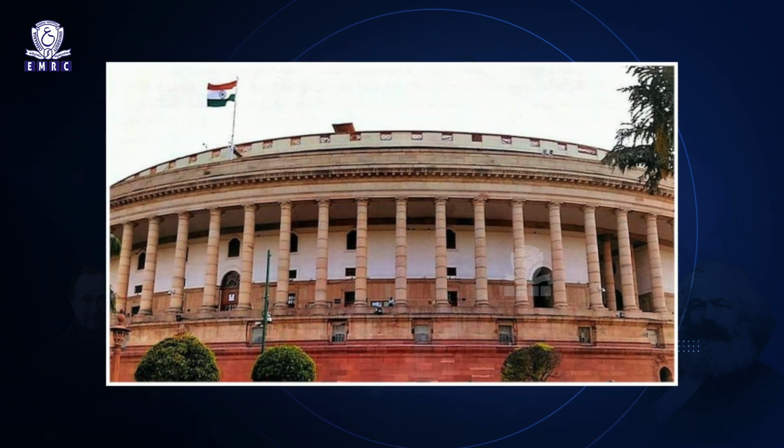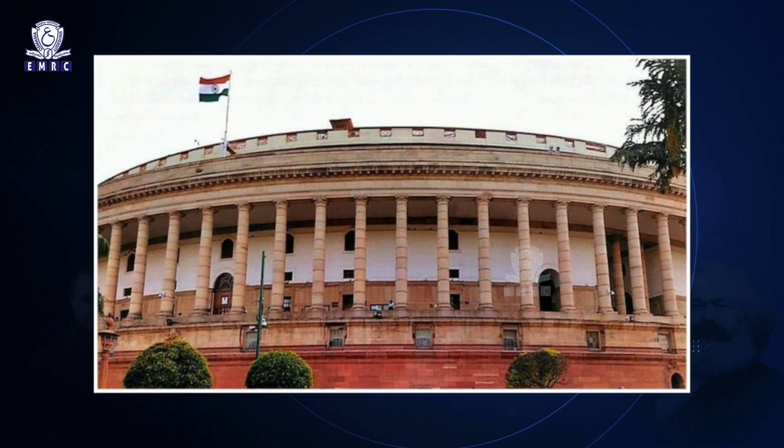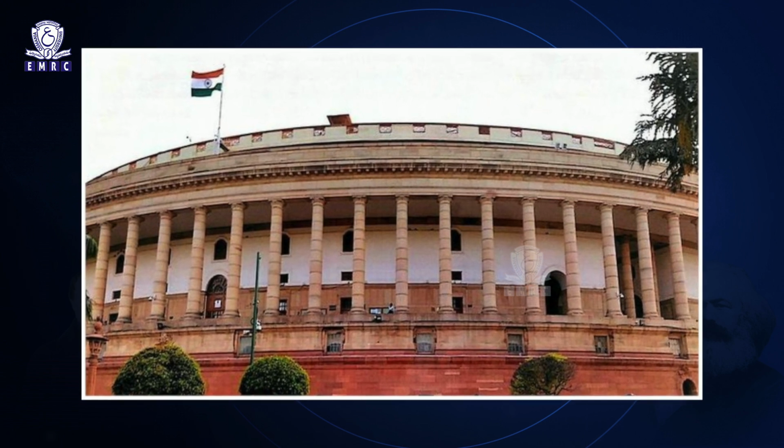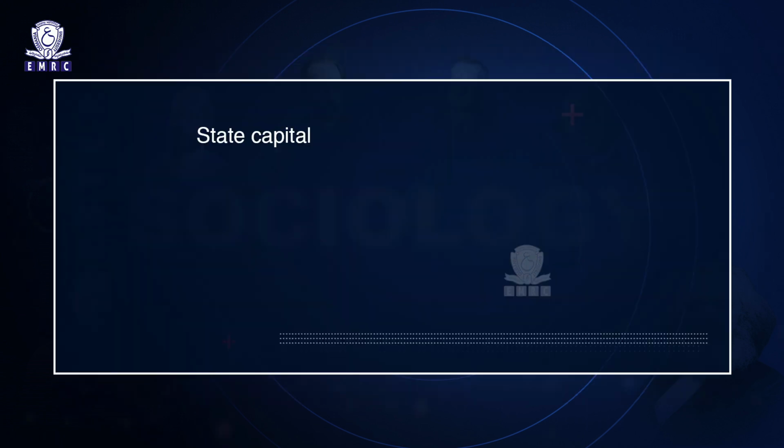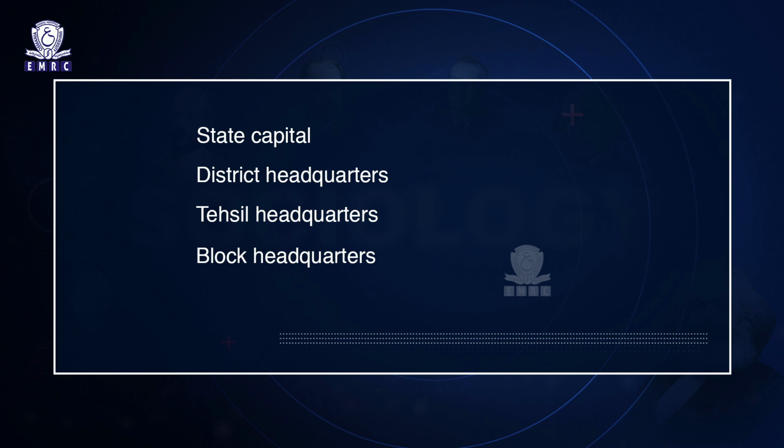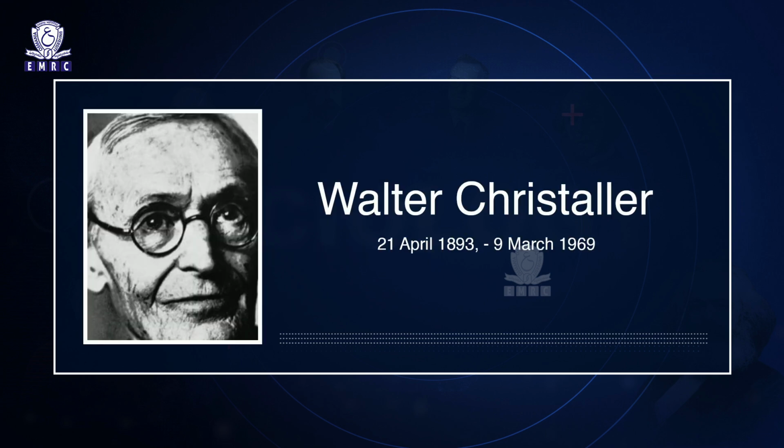India has 6 administrative hierarchy of settlements. They are the top national capital, followed by state capital, district headquarters, tehsil headquarters, block headquarters and at the bottom gram panchayats. Christaller's concept differs from the system in India.